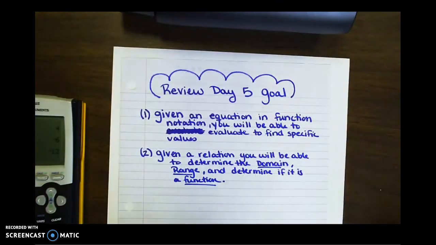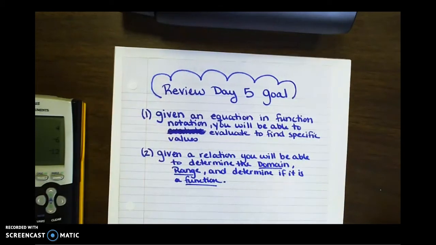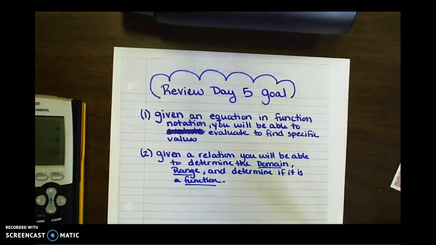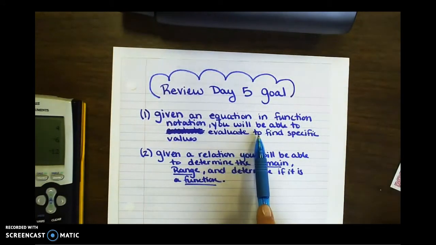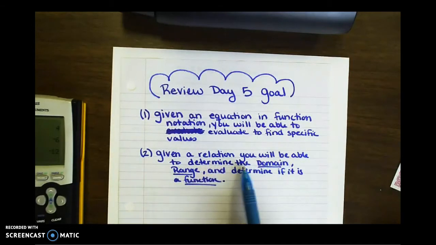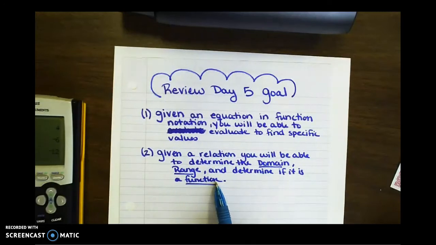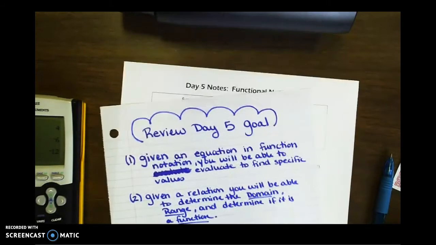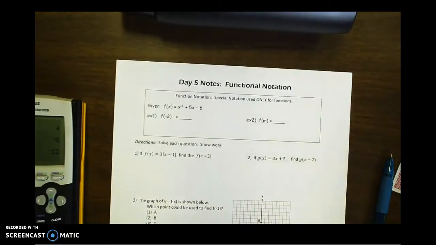All right, so if we take a look, our exact goal for today. Number one, there's actually two goals. Number one, given an equation in function notation, you will be able to evaluate to find specific values. And goal number two, given a relation, you will be able to determine the domain, range, and determine if it is a function. Okay, so the second part is all about our function vocabulary. All right, so let's jump right into it and take a look at function notation.